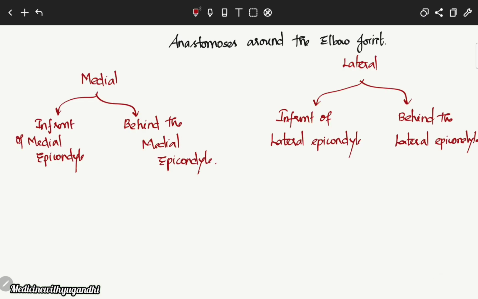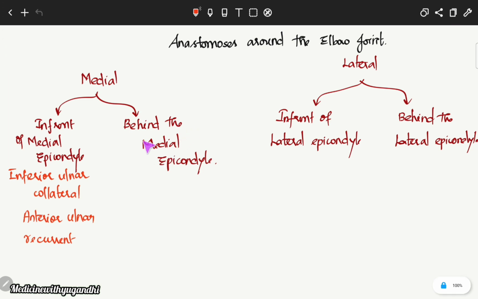In this video we are going to see about the anastomosis around the elbow joint. First let me mention what are the arteries that take part in anastomosis around the elbow joint. So on the medial side, in front of the medial epicondyle, it is the inferior ulnar collateral artery, which is a branch of the brachial artery, and the anterior ulnar recurrent artery, which is a branch from the ulnar artery.